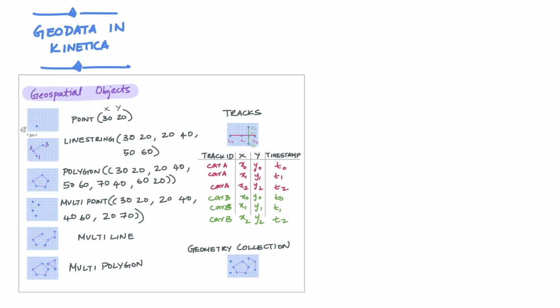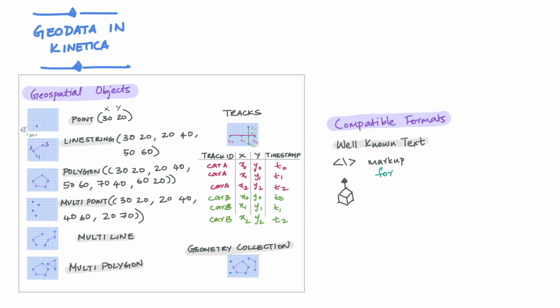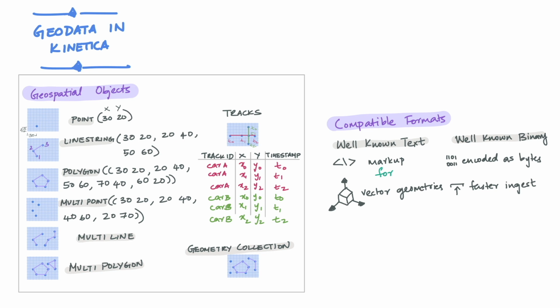Now let's look at some of the compatible formats for representing this data in Kinetica. For all geospatial objects other than tracks, Kinetica recognizes a format known as well-known text, or WKT for short. WKT is a markup language for representing geometries. It uses the same syntax that we've used here in these illustrations to describe point and shape geometries. Kinetica also supports a binary version of this format known as WKB. Since WKB data is already in a binary format, it is a bit faster to ingest it into Kinetica than WKT.